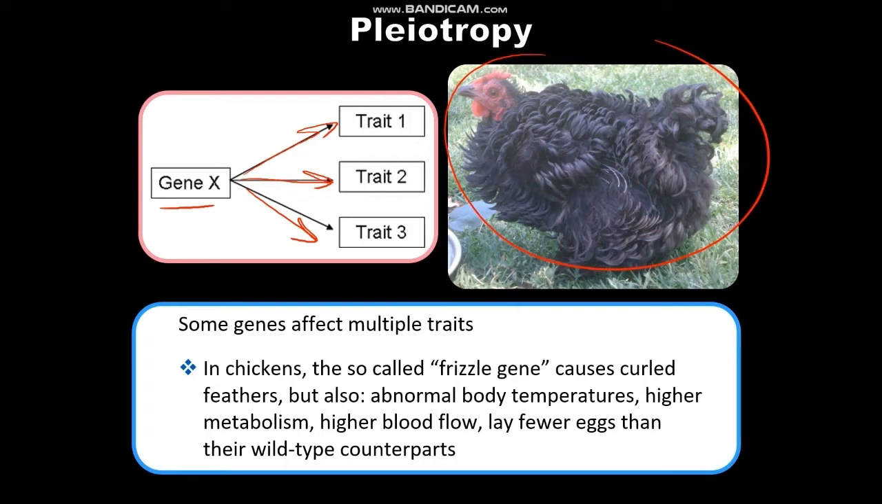However, that same gene also affects a few other traits in that organism. So they're going to have abnormal body temperatures. They'll have higher metabolisms, a higher rate of blood flow, and they generally lay fewer eggs. So that is pleiotropy, one gene affecting multiple different phenotypes.